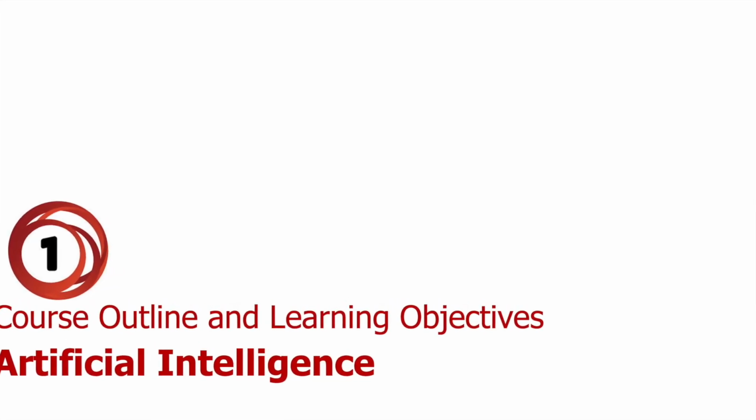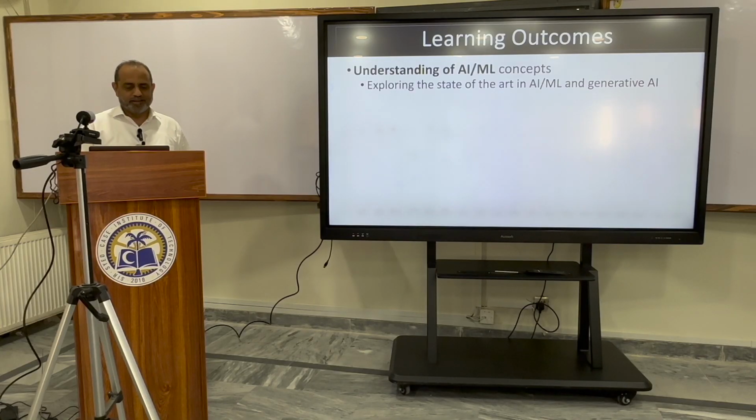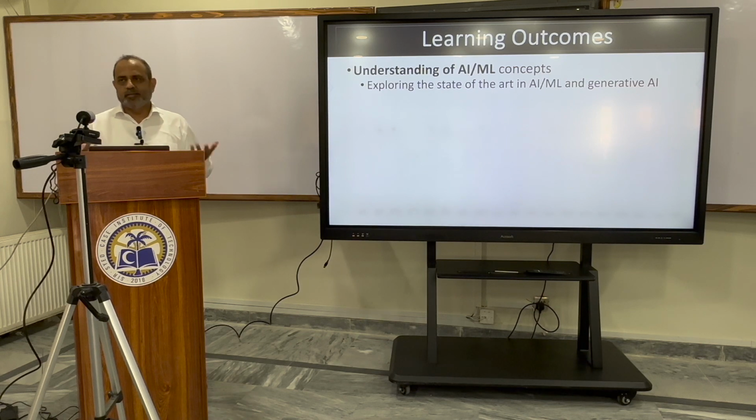So this is the course outline and learning outcome. The first objective is that we learn artificial intelligence and explore the state of the art. That's important. What is the state of the art? Where does it stand today? What is the frontier? We've got to look at the frontier of AI.